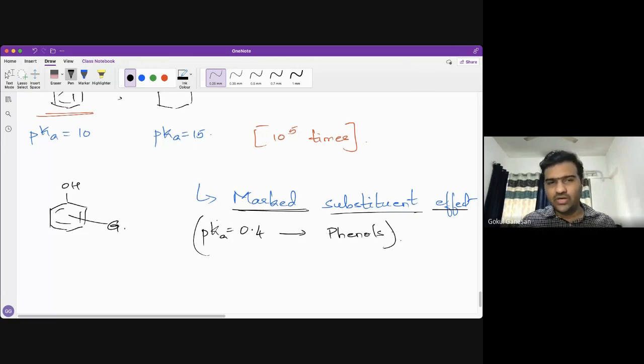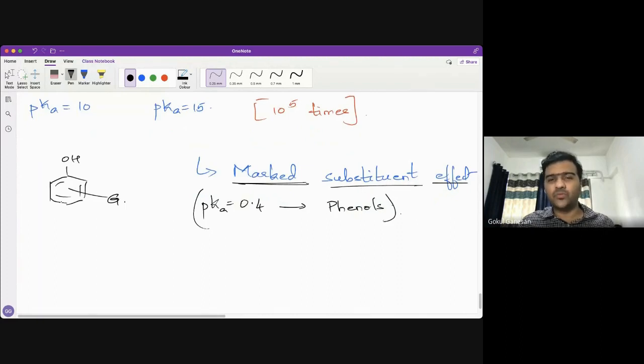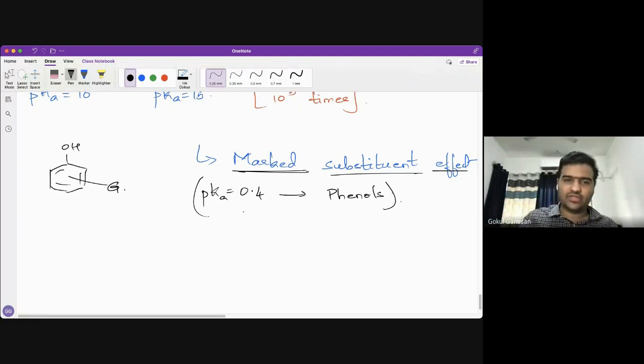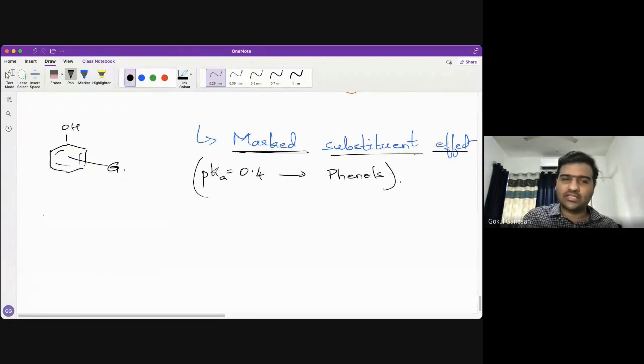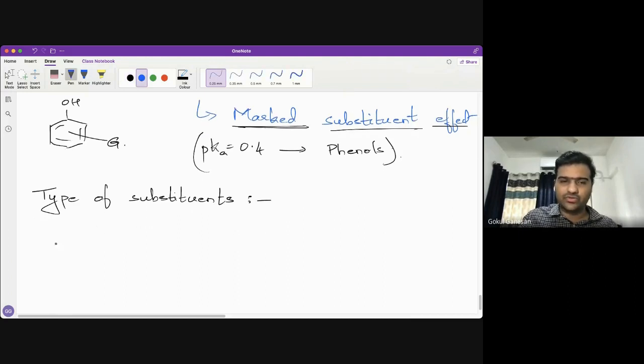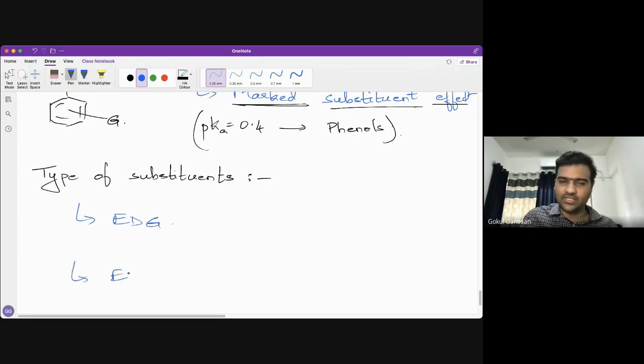Okay, now we need to understand what type of substituents would result in an increase in acidity, what type of substituents would lead to a decrease in acidity, and is there a position that a substituent would favor so as to bring about a characteristic change in the physical constant, that is the pKa, right? For that, let's embark on the first discussion on the type of substituents. There are two types of substituents in principle. They could be categorized as electron donating substituents and electron withdrawing substituents.